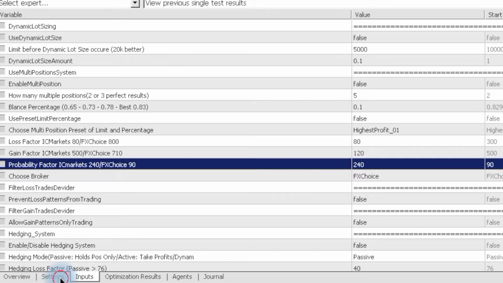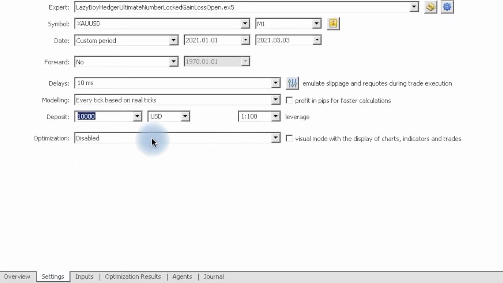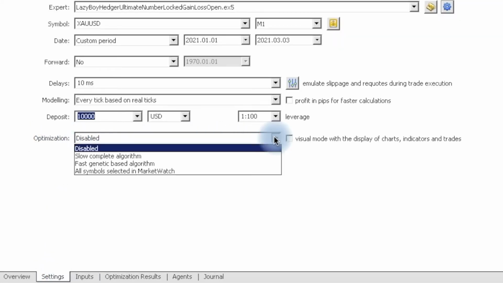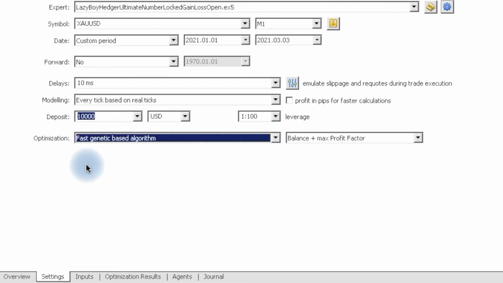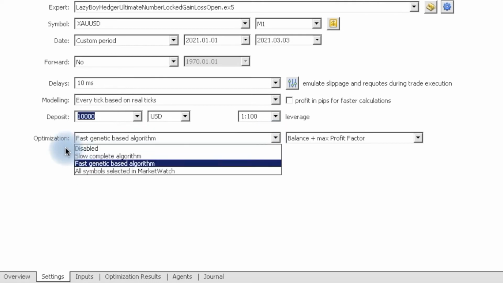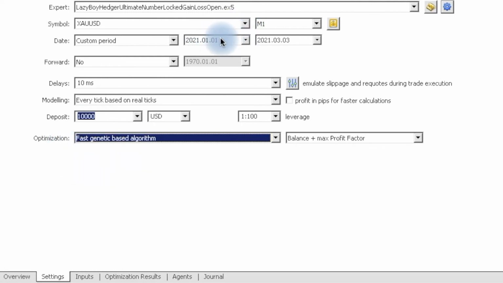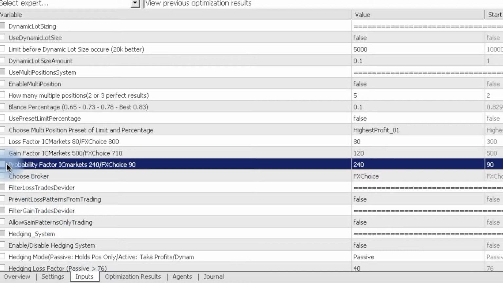Now, for optimization, you have to go into settings, and you see here optimization, and you say I want fast optimization, because if you use other options it will take too long. And you select the period. I have it from the beginning of 2021 to today's date. So if I go back in here, you will see that these tick marks are now enabled. Before I couldn't put a tick mark here. Basically, what this tells the program is I want to optimize this factor.